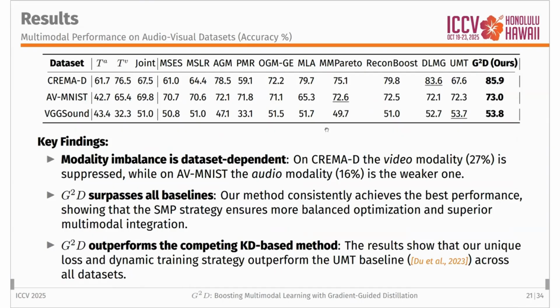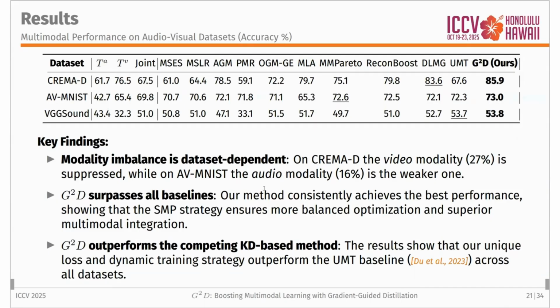Now, if you look at the results, you will see that modality imbalance is dataset dependent. On CREMA-D, the video modality is suppressed, while on the AVMNIST, the audio modality is the weaker one. So what do I mean by this? On CREMA-D, we know that the video modality is suppressed by looking at the confidence scores, and we see that in normal multimodal learning, the video modality achieves an accuracy of only 27%. However, if we look at the video performance of CREMA-D when trained only using video data, it achieves an accuracy of 76.5%. So this shows that the video modality is being suppressed.